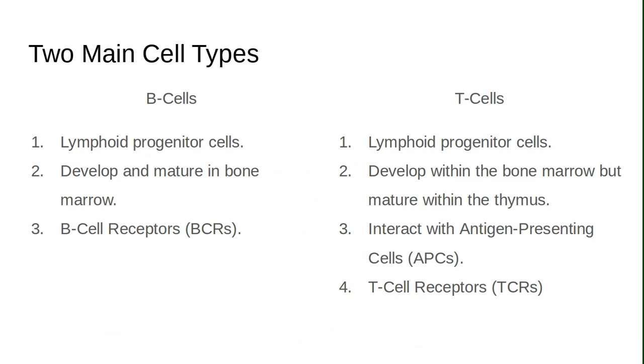B cells and T cells have specific receptors. B cells are activated by B cell receptors, which are antigen specific membrane receptors. T cells, however, have to interact with antigen presenting cells, and these present antigens to their specific receptors expressed on the T cell itself.